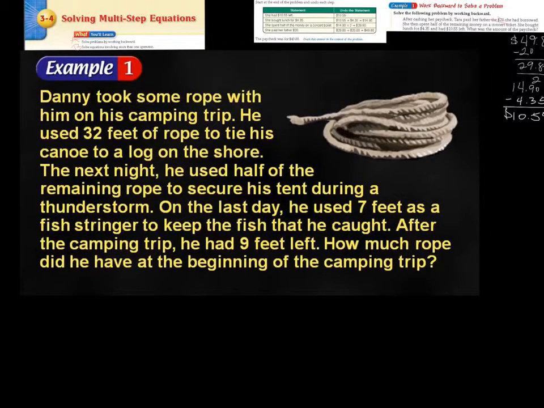Now, Danny isn't the most practical guy because he doesn't know that you can use rope more than once. So keep that in mind. Danny took some rope with him on his camping trip. He used 32 feet of rope to tie his canoe to a log on the shore. The next night, he used half of the remaining rope to secure his tent during a thunderstorm. On the last day, he used 7 feet as a fish stringer to keep the fish he caught. After the camping trip, he had 9 feet of rope left because he doesn't know you can use rope more than once. How much rope did he have at the beginning of his camping trip?